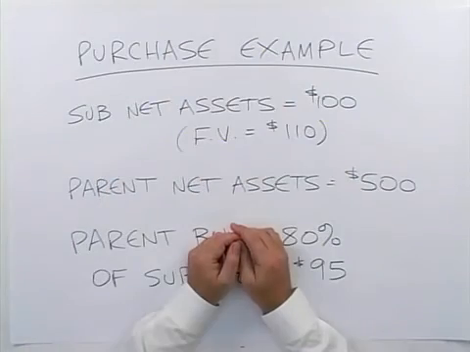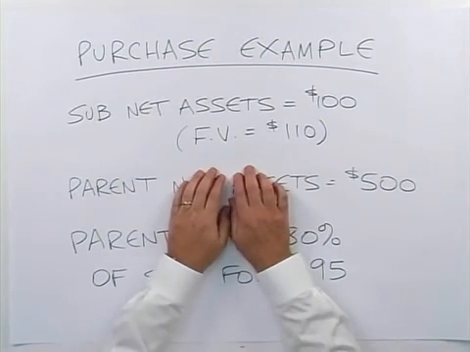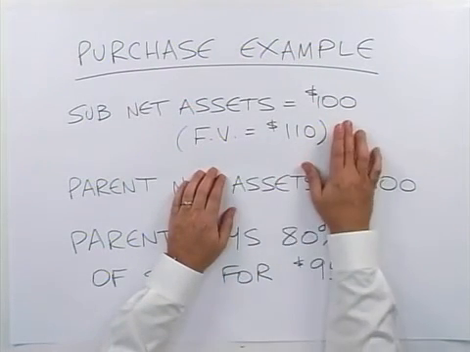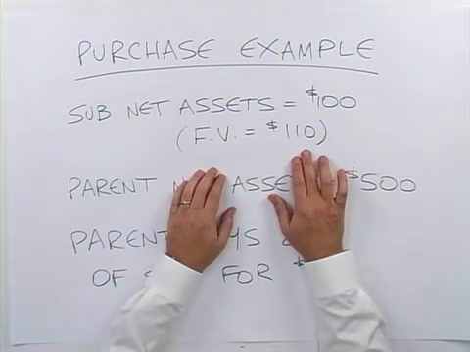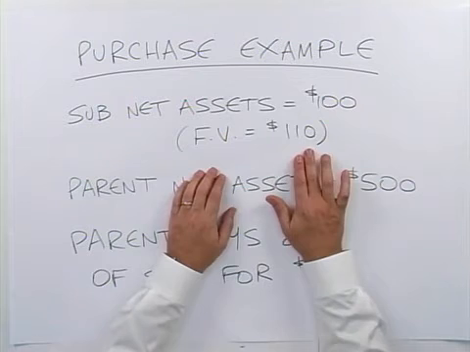Now here's a quick numerical example of how a consolidation is done. So get a pencil and a piece of paper handy. I'm going to give you some information and see if you can work out what the consolidated financial statements are going to be. In this example, let's assume that the sub has net assets of $100 and the fair value of those assets is $110. It really doesn't matter for the purpose of this example where the extra $10 comes from. It could be on intangibles, property, plant, and equipment, inventory, receivables, or even liabilities, which is a little rarer, but it's possible.